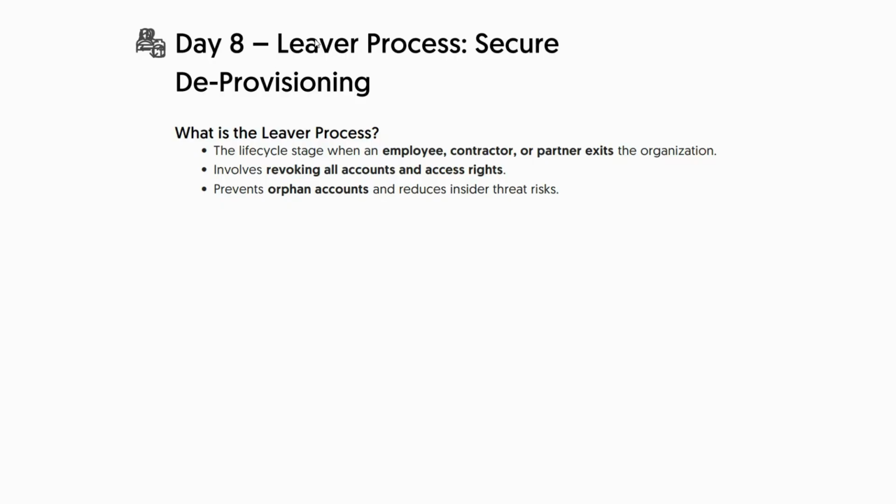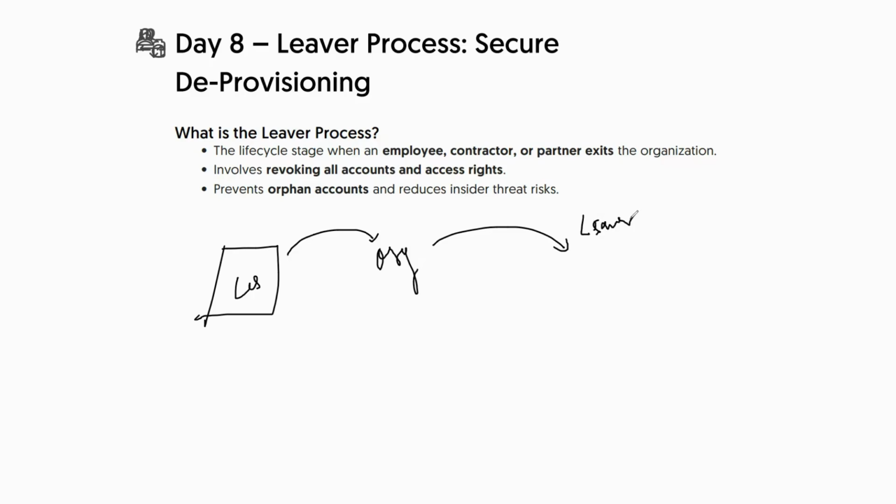So here we'll be discussing the third piece, which is the leaver process, secure deprovisioning. First, let's understand where the leaver comes into the picture. You have a user who has joined an organization, and they complete their tenure and decide to leave. This is where the word leaver comes into the picture: anyone trying to leave the organization to pursue a new career. For them, that account becomes a leaver account, and that process becomes the leaver process.